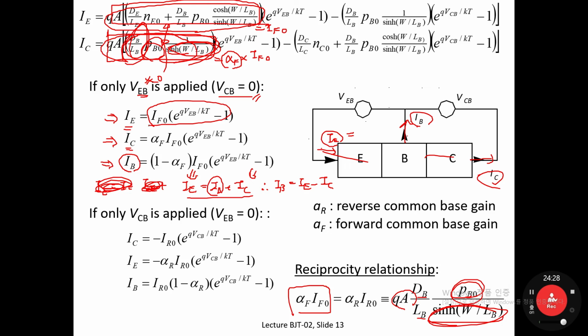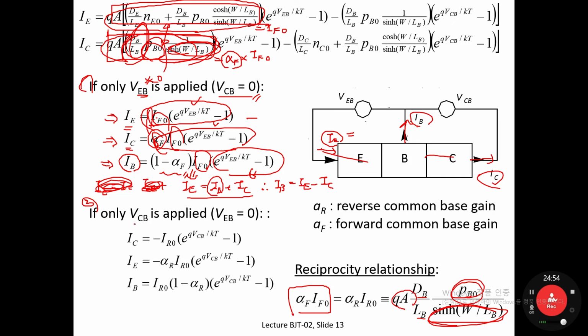So this minus that, and since this exponential term is common, and IF naught is also common, we get 1 minus alpha f, those two. Very simple. Okay, so we have done the first job. Now let's move on to the next job here.